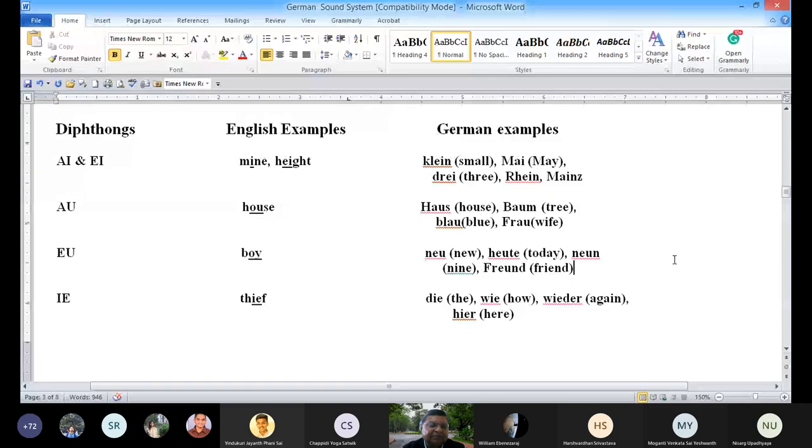IE is pronounced like a long E, as you have seen with double E, as in the English words thief or chief. On this pattern, try to pronounce these words. So DIE will be "dee". Please remember, otherwise you'll wrongly pronounce it as "die" as in English. Here it is "dee". Then WI is V, so Wieder, and then Hier.